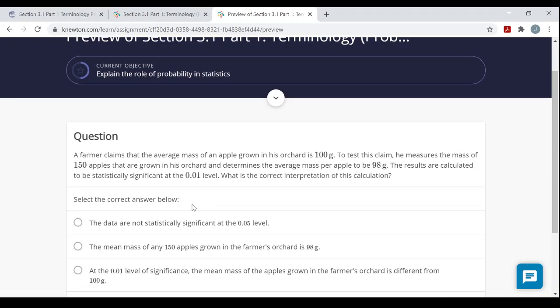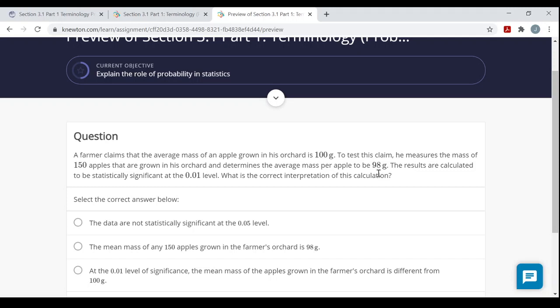All right, same thing here. A farmer claims that the average mass of an apple grown in his orchard is 100 grams. To test this claim, he measures the mass of 150 apples that are grown in his orchard and determines the average mass per apple to be 98 grams. The results are calculated to be statistically significant at the 0.01 level.